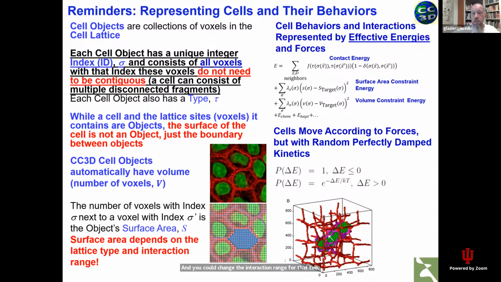The basic way we specify behaviors and interactions is through effective energies. We've talked about the volume constraint. We've talked about the surface constraint. We've talked about contact energies. Today, we're also going to be talking about chemical fields and chemical energies. And we have this modified Metropolis dynamics that's stochastic, but gives us the result that we want biologically, representing cytoskeletal fluctuations: that the mean velocity of a boundary of a cell element is proportional to the force on it. The mean velocity of a cell as a whole is proportional to the force on it.